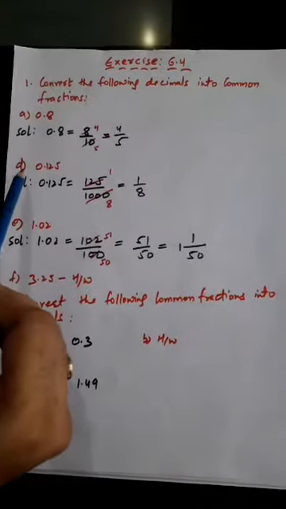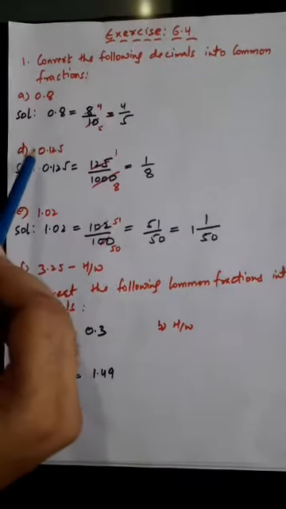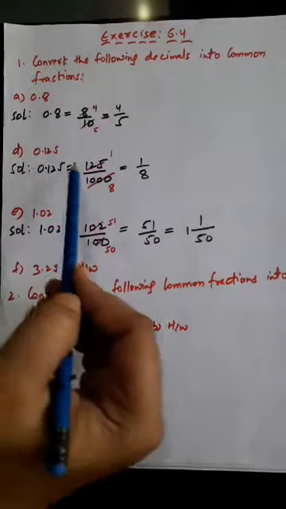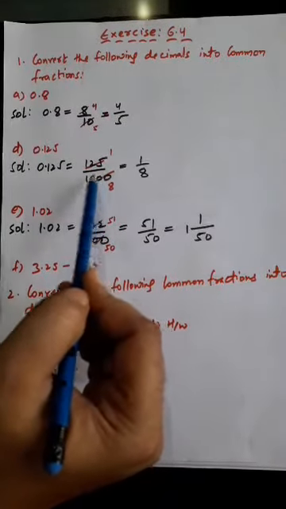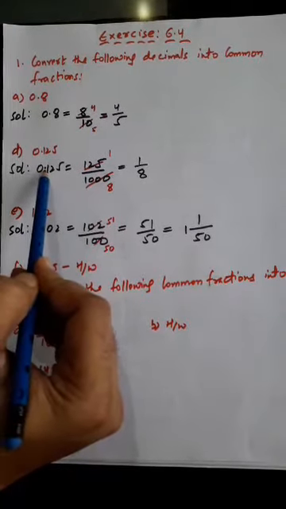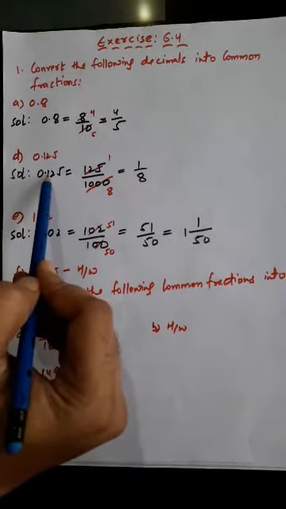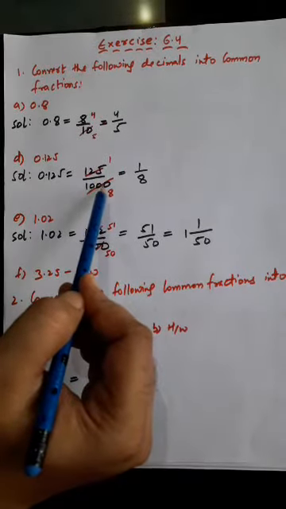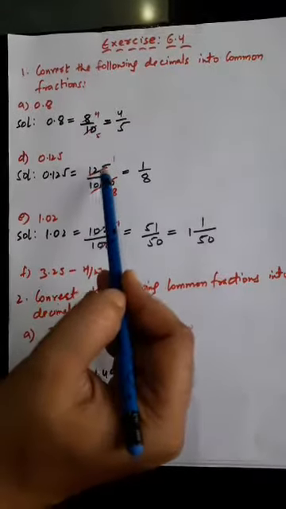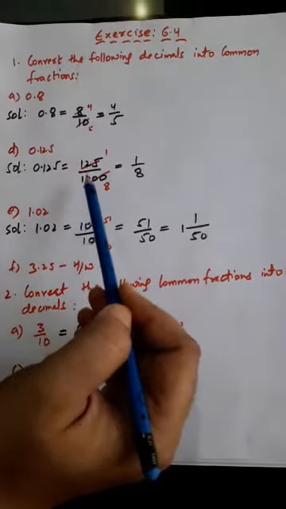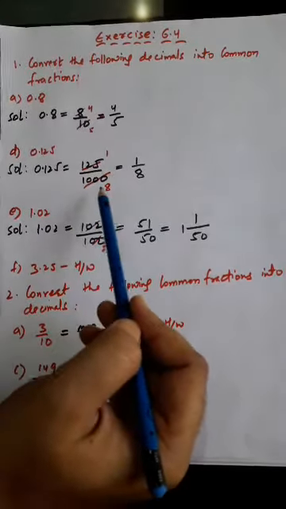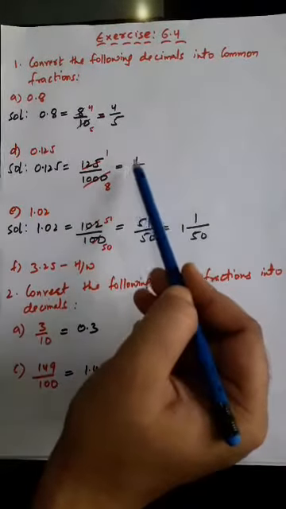Okay, now students, D part 0.25. So 0.25 can be written as 25 divided by 100. As students, there are 2 digits after the decimal point, 1 2, so you put 2 zeros in the denominator, so it became 25 divided by 100. So now both these two can be divided again by a common factor. 25 ones are 25, 25 fours are 100. So we got 1 by 4.